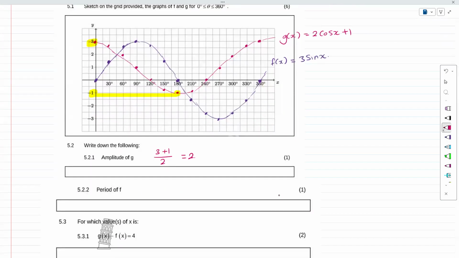But even before that, if you guys learn to look at the graphs and see that it takes 360 degrees to complete, you'll understand. But if we look at the number in front of x, we also know that that is the period.